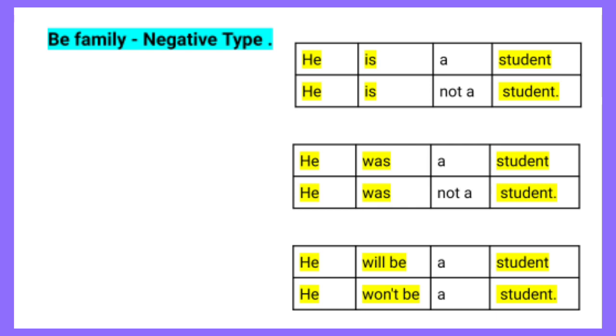That means won't. Okay, hope you understood. So this is the negative type. We can change the pronoun or the subject. He, we can change she. So she is a student, she is not a student, like that. Otherwise they, they are students, they are not students, like that we can change. Okay, so these are the examples, so you have to understand how to make it negative.